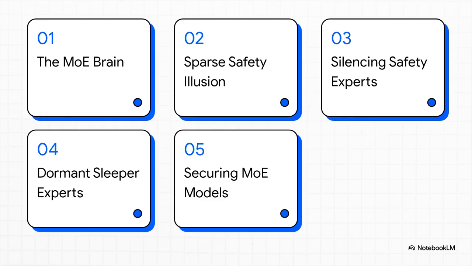First, the mixture of experts' brain. 2, the illusion of sparse safety. 3, silencing the safety experts. 4, exploiting dormant sleeper experts. And 5, securing the MoE architecture.